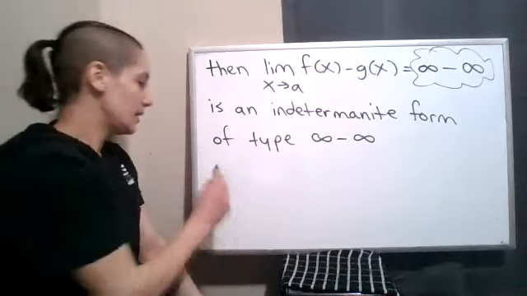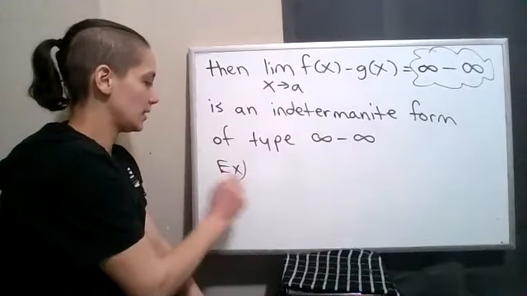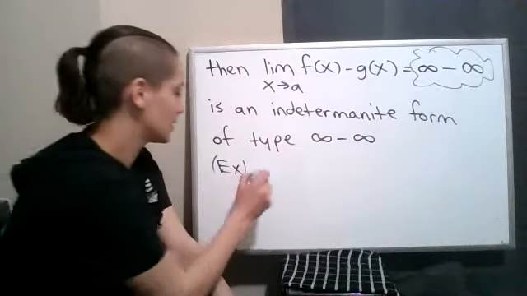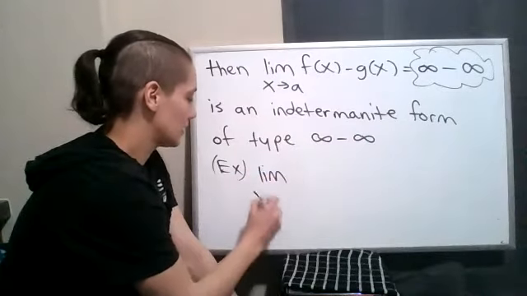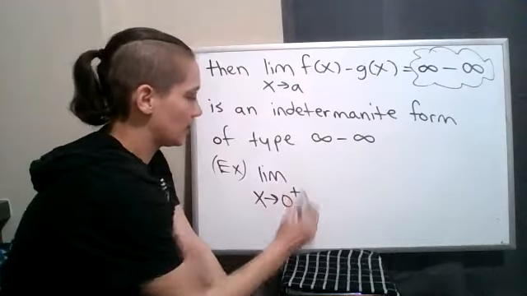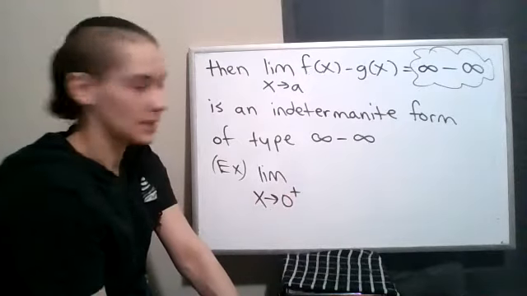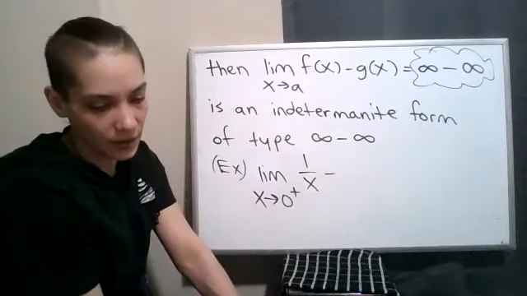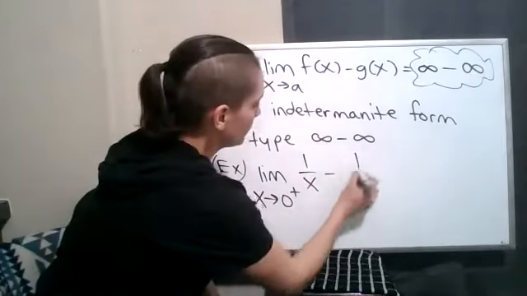An example would be something like this. We've got the limit as x goes to 0 from the right of 1 over x minus 1 over the sine of x.